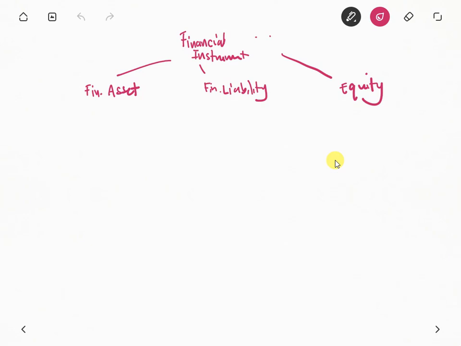Definition for liability is a contractual obligation to deliver cash, and the part B, 1 and 2. Derivative, non-derivative. What is equity? Equity is asset minus liability. Done. So we have 4 definitions.